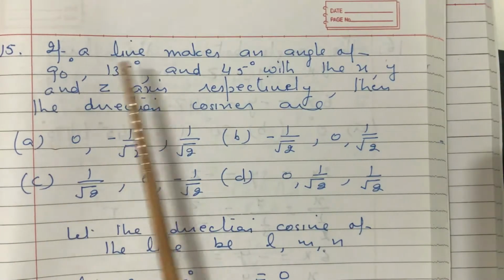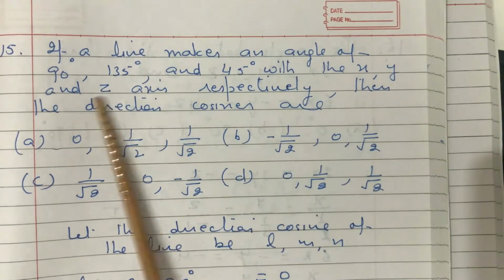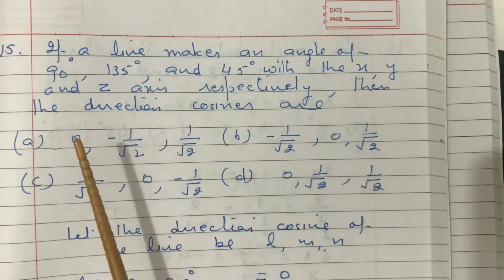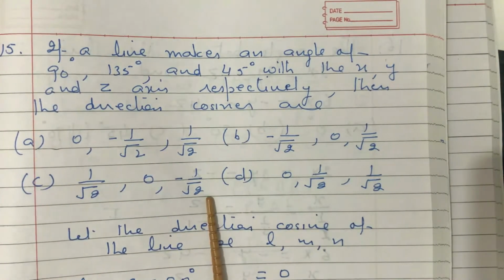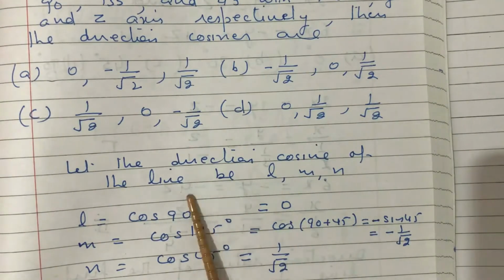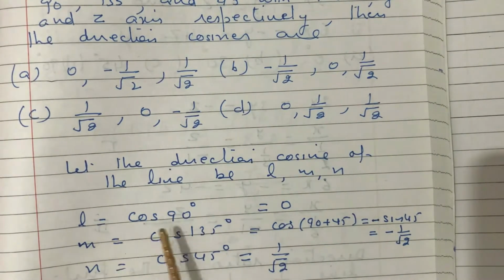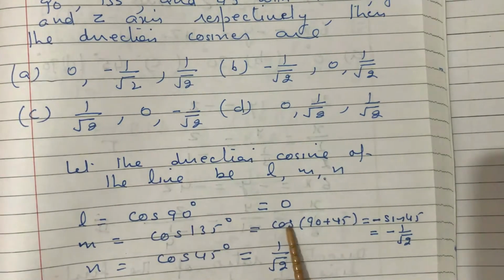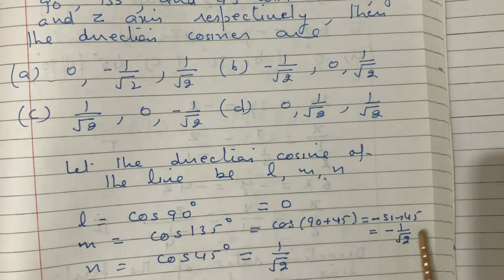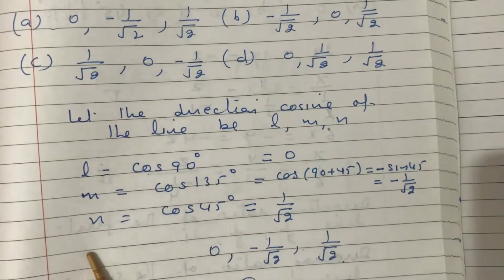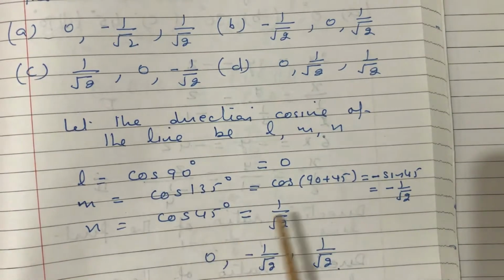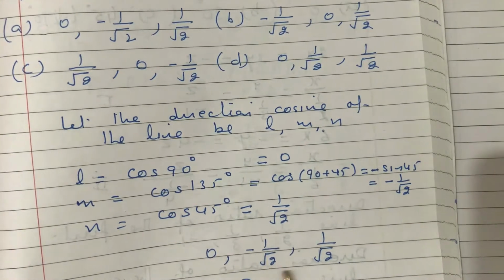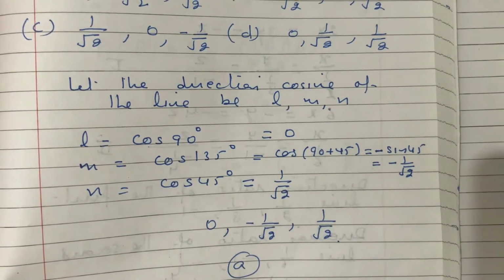Now 15th question. If a line makes angles of 90 degree, 135 degree and 45 degree with the x, y, z axis respectively, then the direction cosines are, there are 4 options. Let the direction cosines of the line be L, M and N. L is equal to cos 90, which is equal to 0. M is equal to cos 135. If you simplify it, it will come out to be minus 1 by root 2, and N is equal to cos 45 degree, which is equal to 1 by root 2. So its direction cosines are 0, minus 1 by root 2 and 1 by root 2. So A is the option.